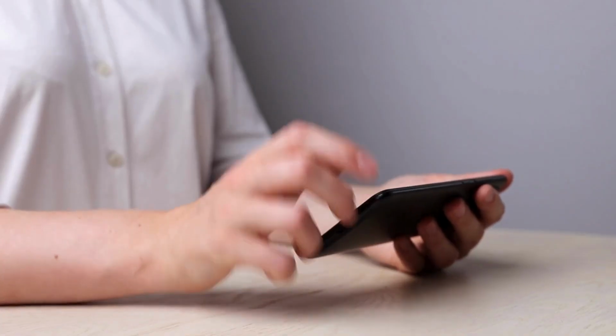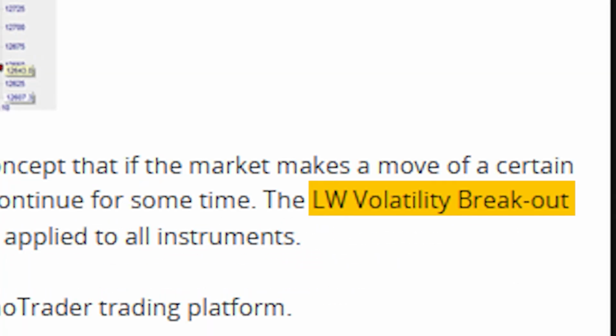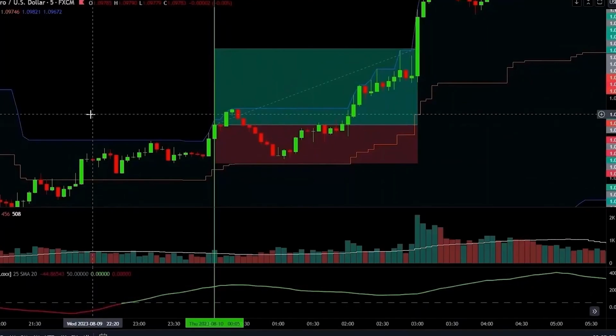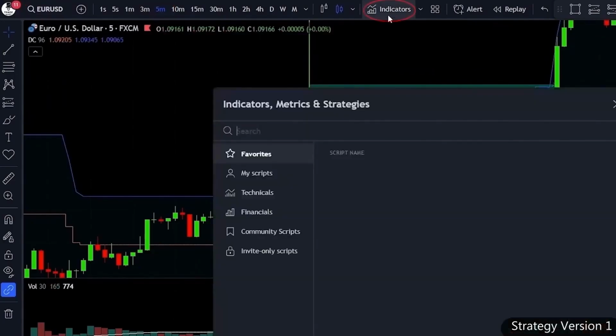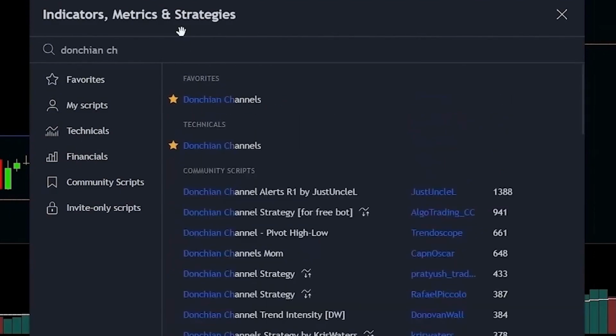Let's dive right in. The strategy behind those massive gains is none other than the LW volatility breakout strategy, LW standing for Larry Williams. Pretty straightforward, right? This strategy revolves around a key indicator called the Donchian channels. To add it to your chart, head over to the Indicators tab, type in Donchian channels, and select the appropriate option.